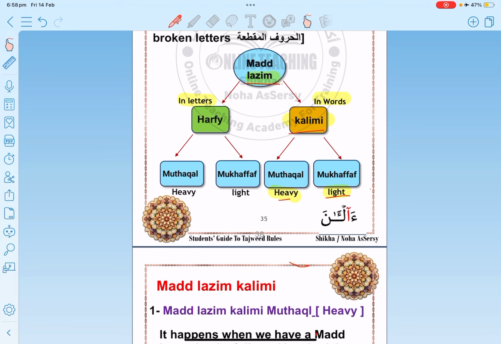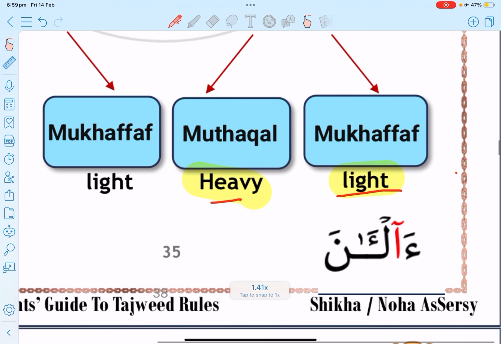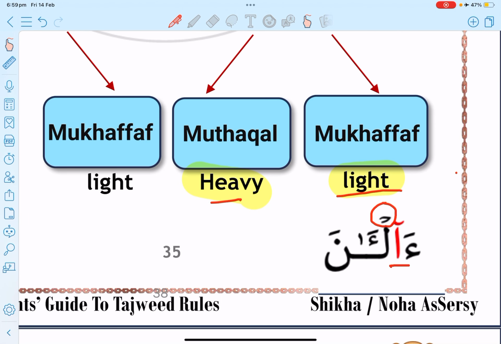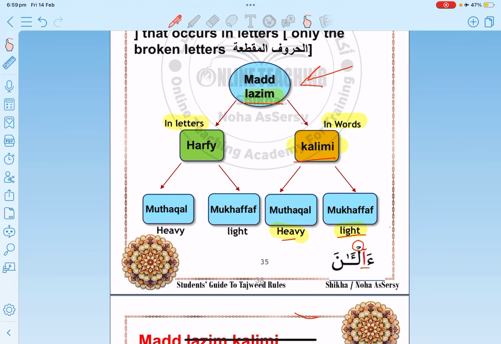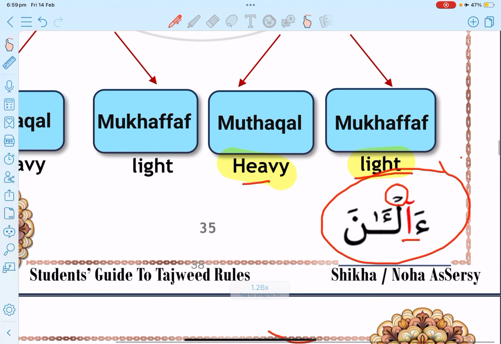Let's see why we call it لازم. We call it لازم because in this word we have a mad and it's followed by a permanent sukun. So now we know why we call it mad lazim. Why did we call it kalimi? Because this mad happens in a word. Why did we call it mukhaffaf? Because this mad is followed by a letter with a sukun, not a shadda.